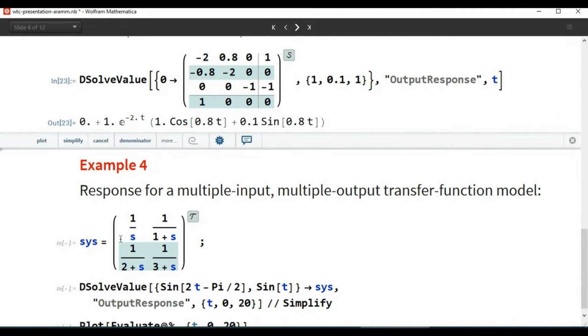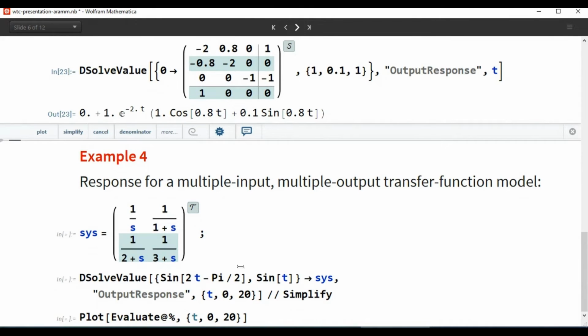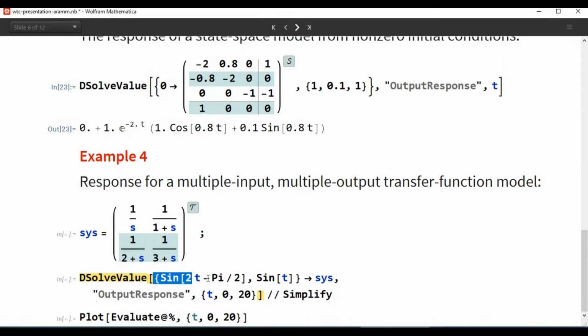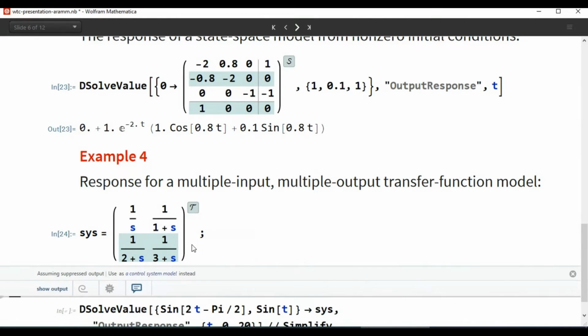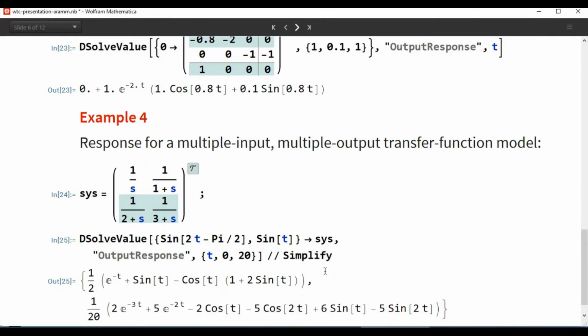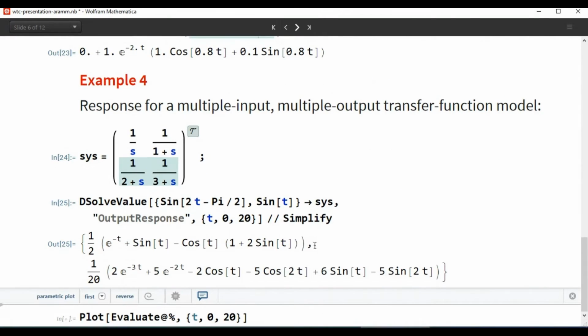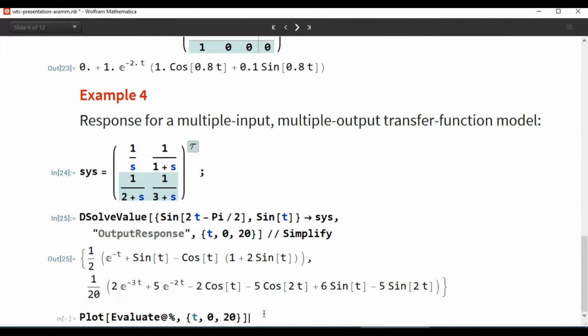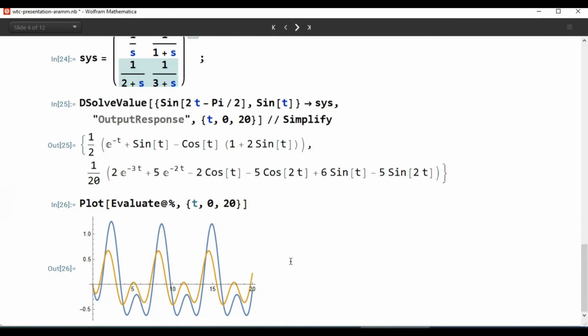Here we have a more complicated model, and this model needs two input functions. So I defined these two input functions as a list, again, before the system. Of course, I have to evaluate this first. And here are two output responses, and here is the plot.